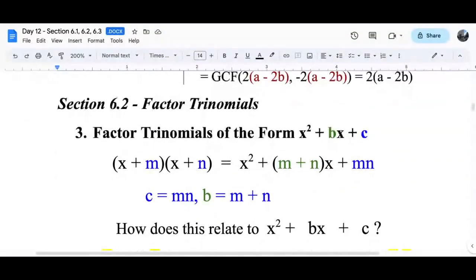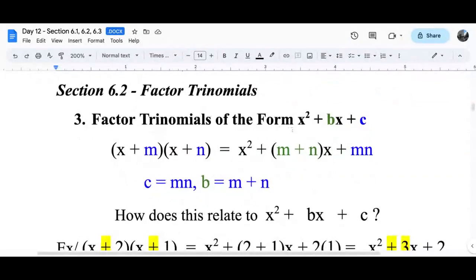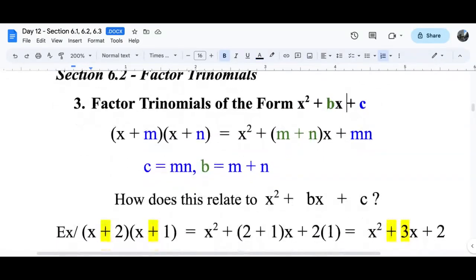Let's see how we factor trinomials. We start with a quadratic, especially a quadratic trinomial. Trinomial means we have 3 terms. Quadratic means the leading term has a degree of 2. X squared is one term, bx is one term, c is one term, and usually b is a number, c is a number.